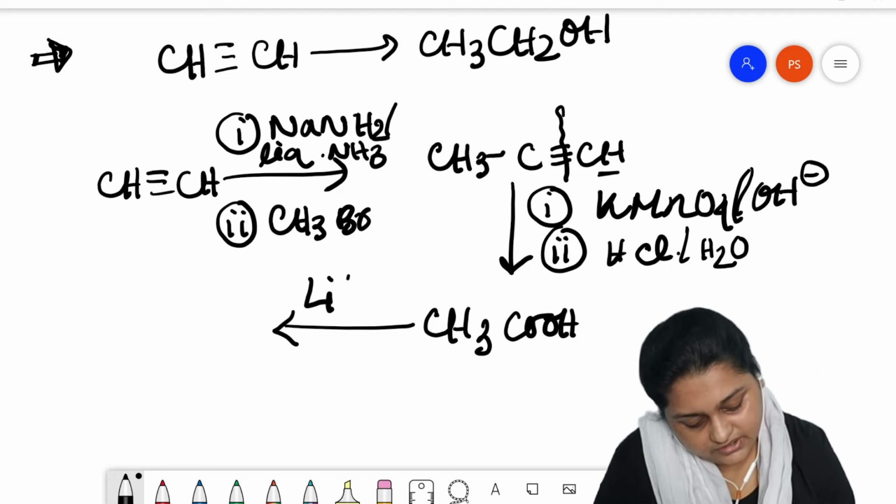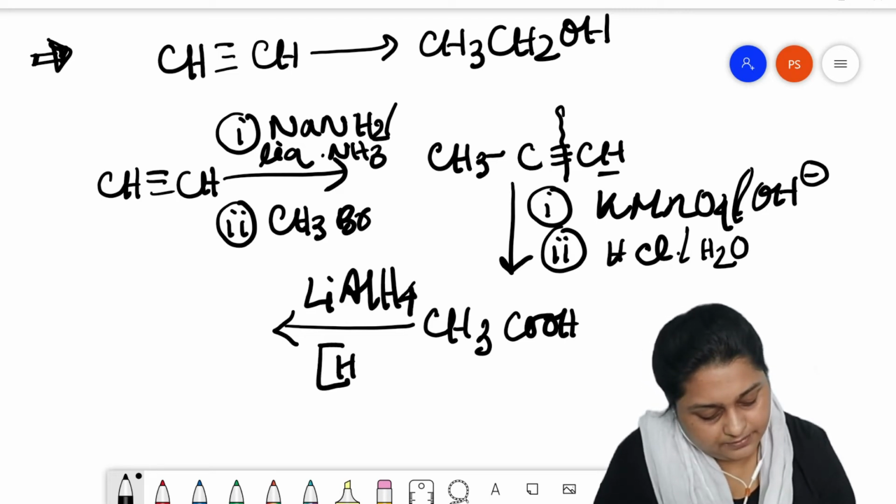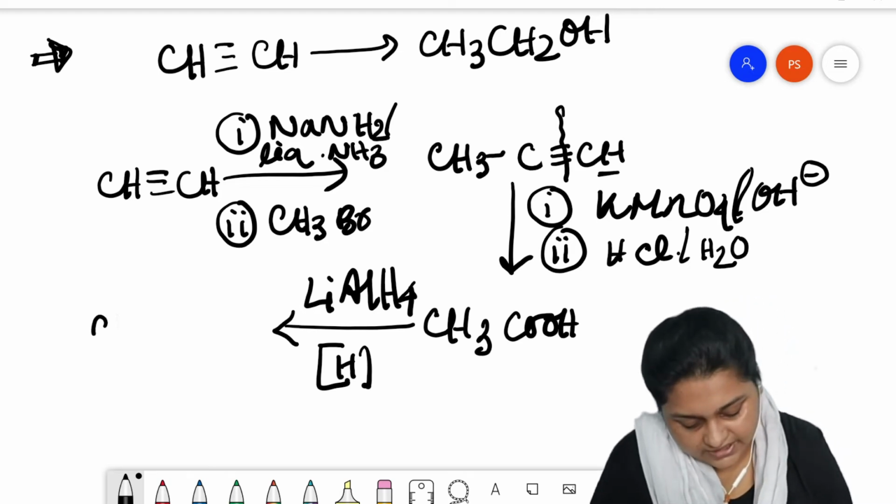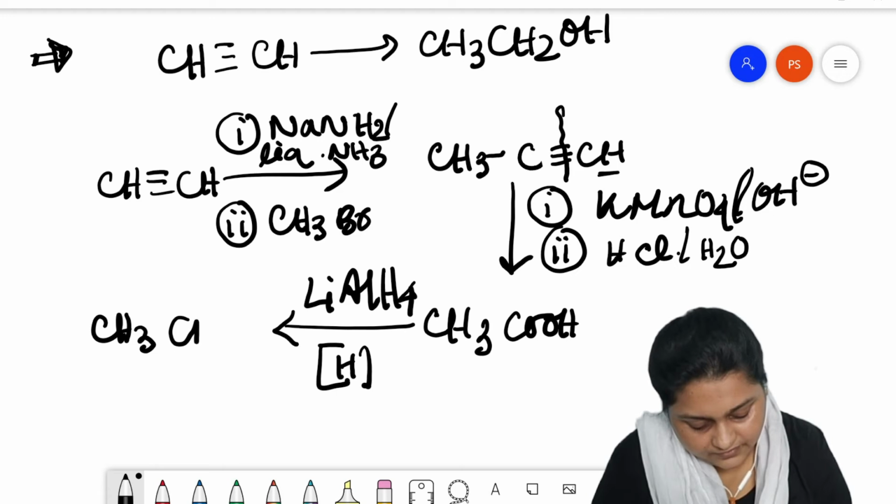Now, when lithium aluminum hydride is applied to it, reduction occurs in the carboxylic acid, and as a result of that, CH3CH2OH is obtained.